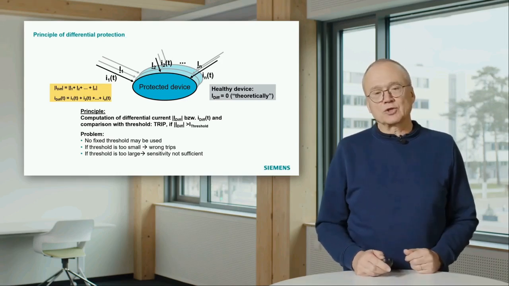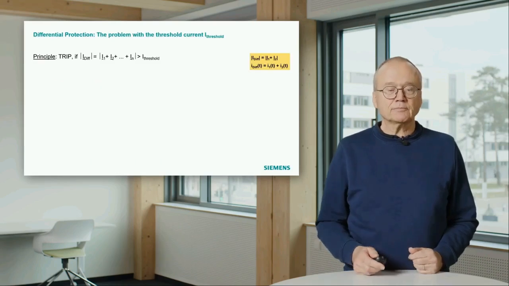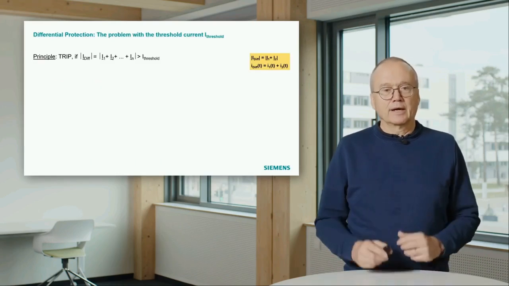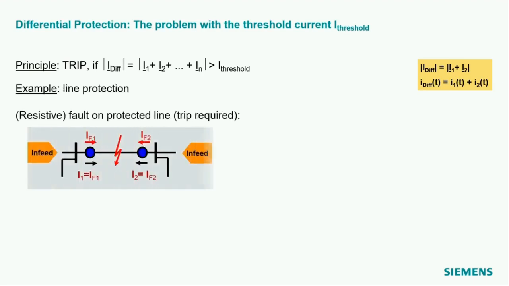And I would like to illustrate that a little bit more using two examples. So here I have again this equation. We trip if the differential current is above the threshold. You see in the yellow box the equation just for a two-ended line. There we have to sum up two currents, either as phasors or as instantaneous values.